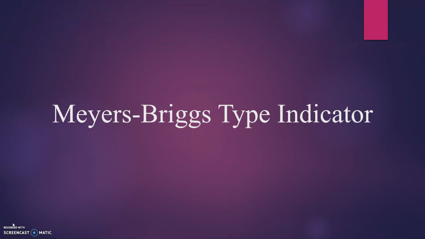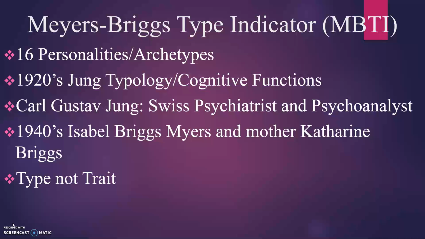Alright, so now let's move on to the Myers-Briggs Type Indicator. The Myers-Briggs Type Indicator, also known as the MBTI, sometimes referred to as the 16 personalities or the 16 archetypes, was actually originally developed in the 1920s by a psychoanalyst and student of Freud named Carl Gustav Jung.